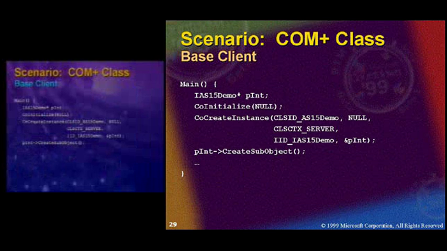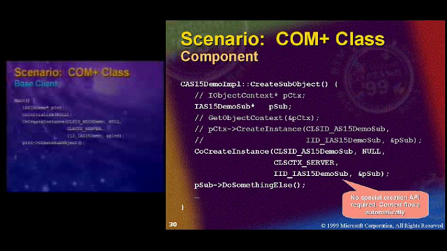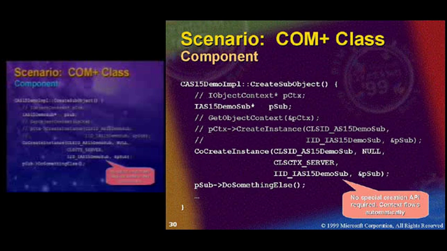Okay, we're going to go through the same source code for COM+ as we went through for MTS. So we're going to create an object from a base client, and then create an object from that object we just created, and call a method. For the base client case, the code is the same. You call CoCreateInstance. But for the component, things are a little bit different.